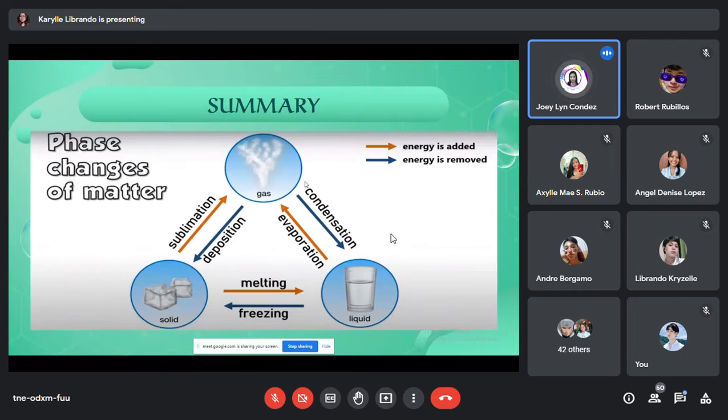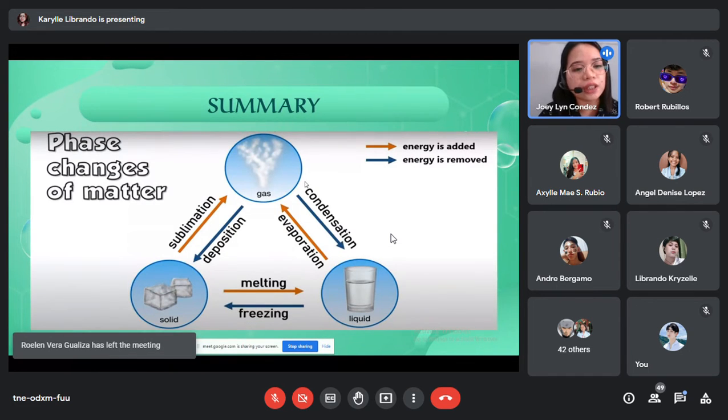Okay, next slide please, Karil. We have here the same phase changes of matter. Sublimation, energy is added. Evaporation, energy is added. Condensation, freezing, and deposition, energy is removed.